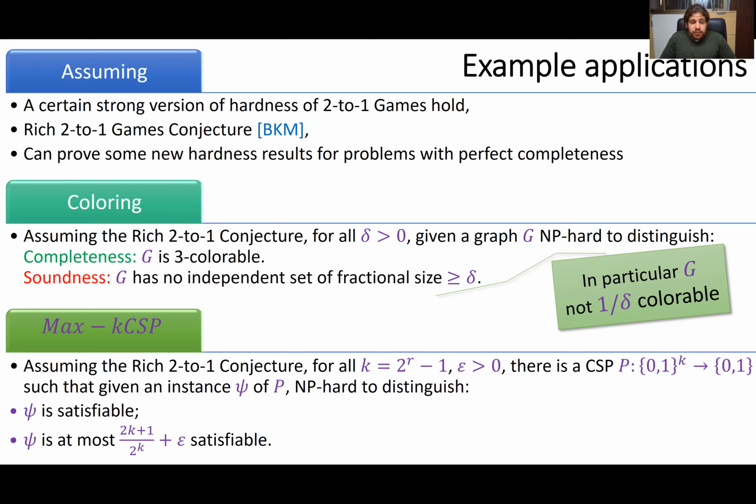And secondly, we can show almost optimal gap hardness for k-CSP. So here we show that for certain values of k, which are powers of 2 minus 1, there is a predicate P such that, given an instance of it, it's NP-hard to tell whether the instance is fully satisfiable or at most 2k plus 1 over 2 to the k plus a little bit satisfiable. So the best gap that you can hope for is satisfiable versus 1 over 2 to the k, and this is very, very close to it.